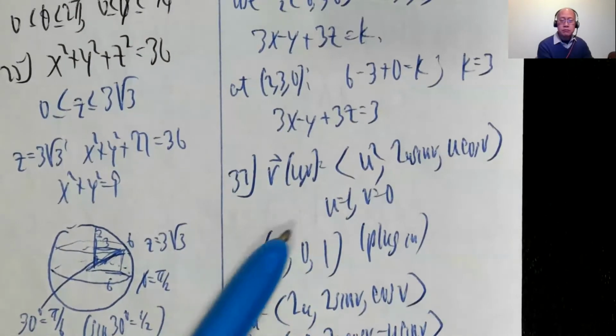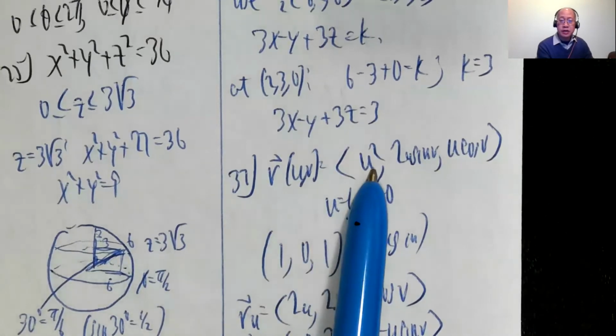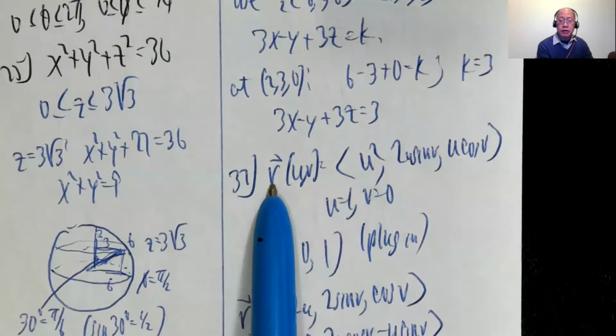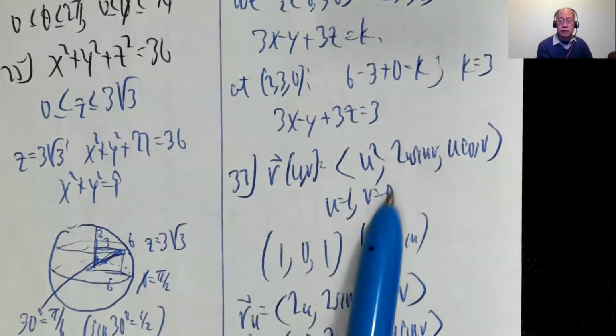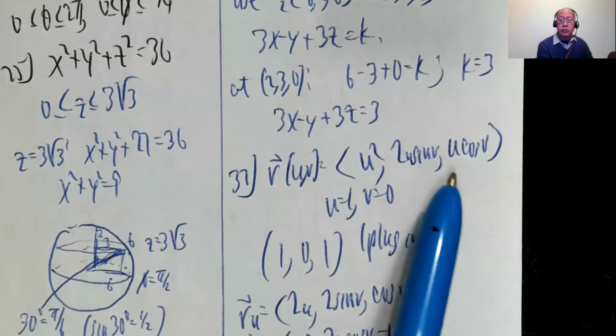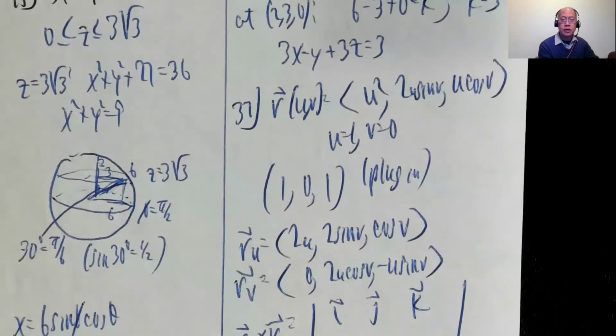All right, 37. They're telling me u is 1, v is 0. Plug in, that gives me x is 1. Remember, r is a position vector. 2u sine v, well, sine of 0 is 0. And u cosine of 0 is 1. So plugging in, I get 1, 0, 1.